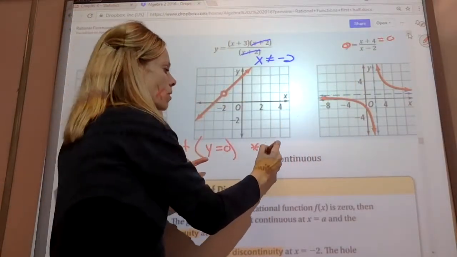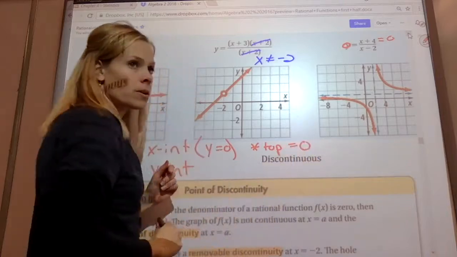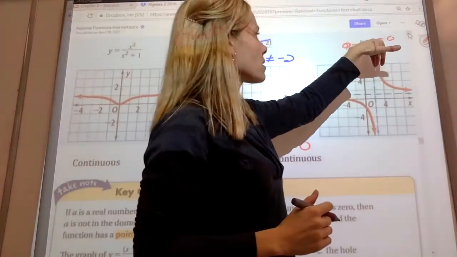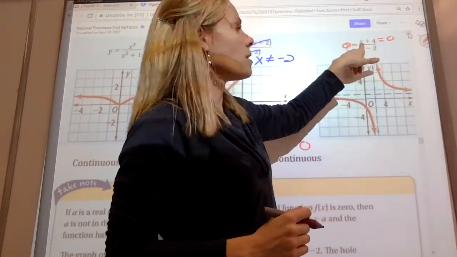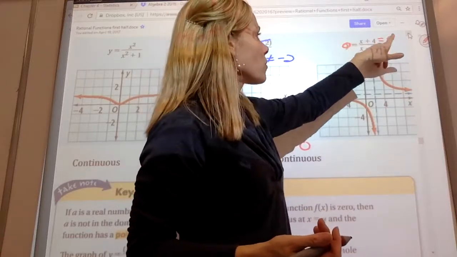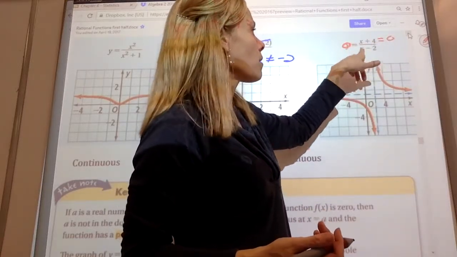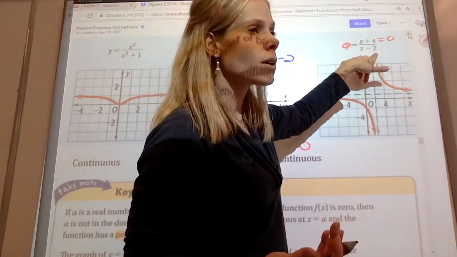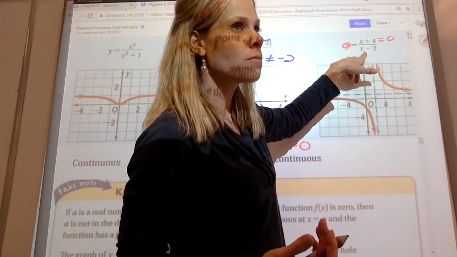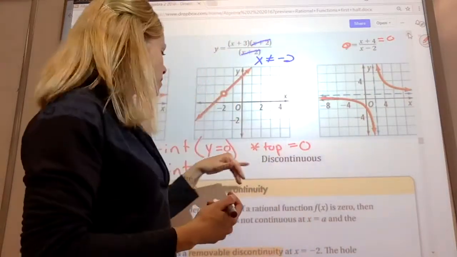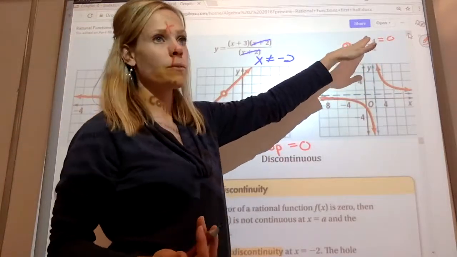Okay, yep. So when I'm looking for x-intercepts, I'm setting the answer equal to 0. What I'm doing is I want the top equal to 0. What x value would make this top 0? In this case, it'd be negative 4. Negative 4 plus 4 is 0. 0 divided by negative 6, right? If I put in a negative 4 for x here too, it would be 0. So my x-intercept on this one would be negative 4.